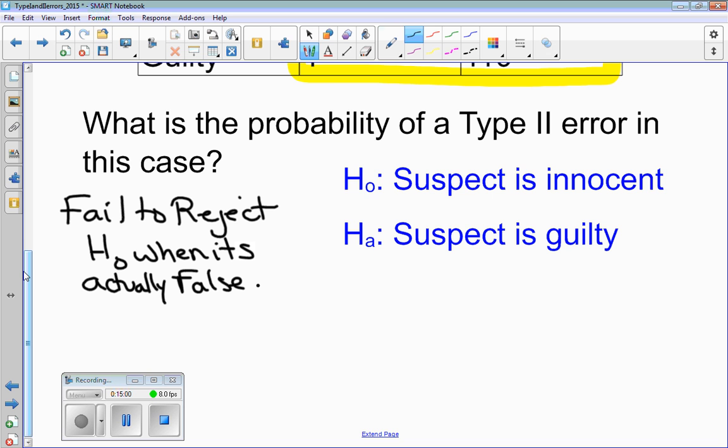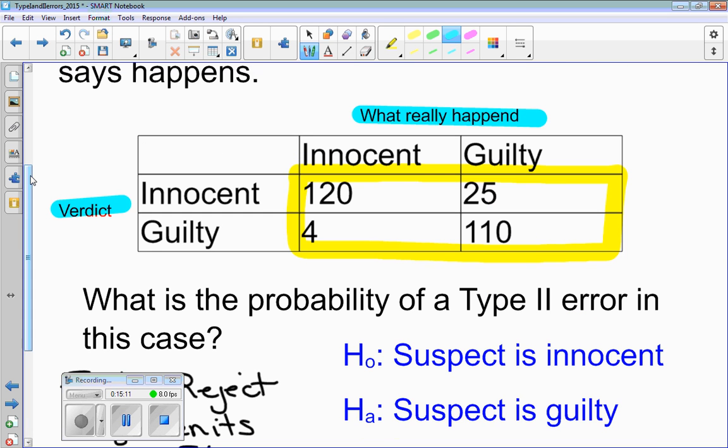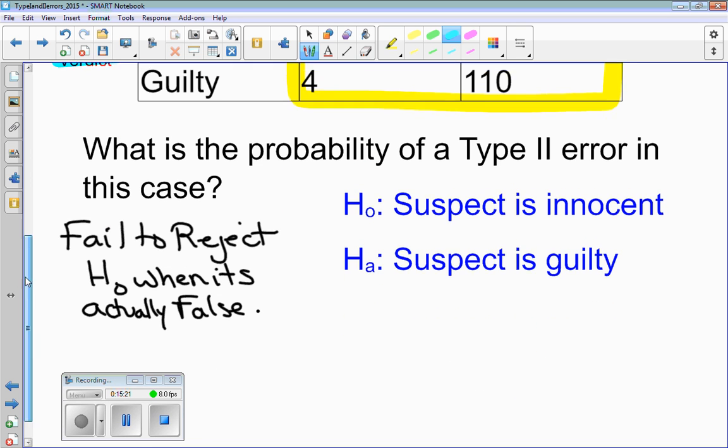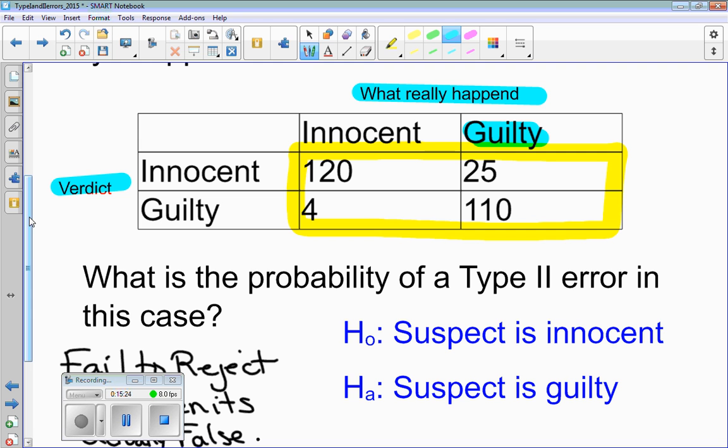All right, so we have a null here. Our null says that she's innocent, okay? But the null is actually false, so what's actually happening is that she's not innocent, but she's actually guilty. So we're in this column over here. Would you agree? Okay? Now it says that we fail to reject it, which means that we actually say she's innocent. So this is the number of people that get those false positives.